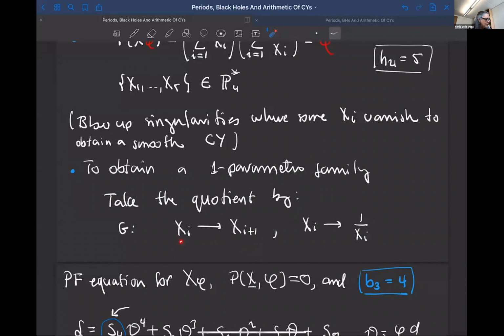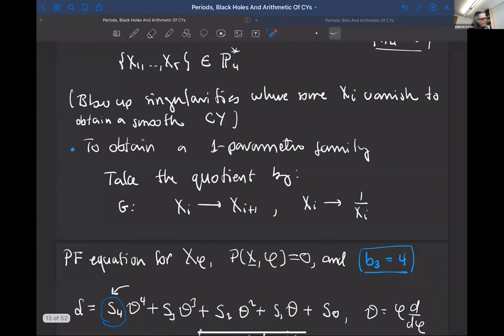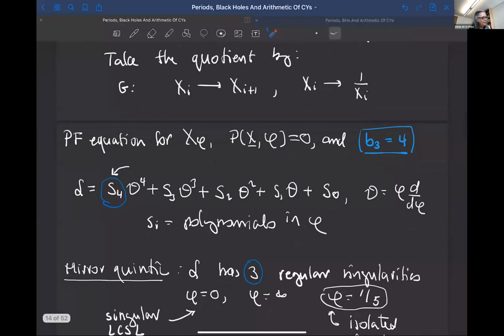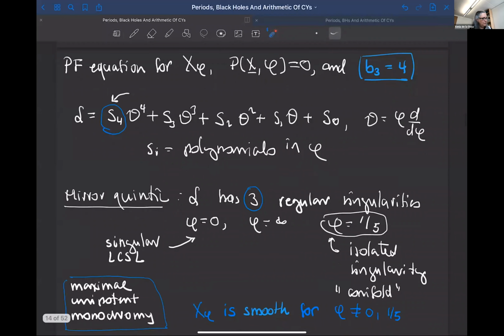So this is just changing xi for xi plus 1 for all i's. You can take the quotient by this and get a one parameter family, or you can take a quotient by these two and get another one parameter family. And all that changes is h11, depending on whether you do one or the other. So for these cases, the Picard-Fuchs equation is known. For the quintic, it has been known forever. And for the Hulek-Verrill manifold, Hulek and Verrill actually wrote this down. As I said before, we will have a differential operator of degree 4.